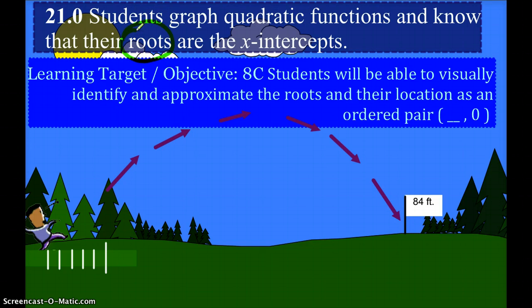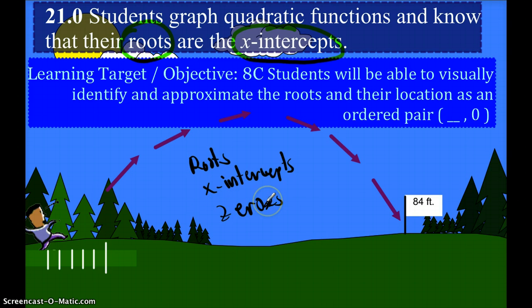Roots and x-intercepts. Now there are three names for these. Okay, one of them is roots. They are the x-intercepts. And the third name is going to be zeros or solutions. So let's write down all four of those names. Okay, you must know that roots, x-intercepts, and zeros. I spelled that wrong. And also solutions. All four of these things are the same.